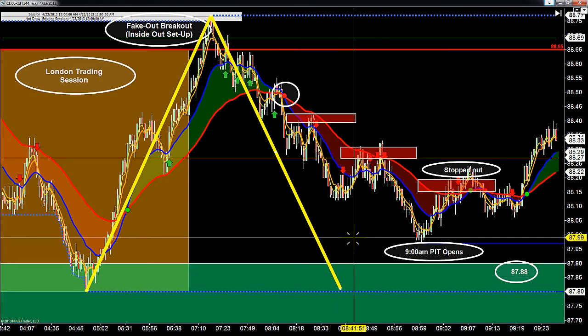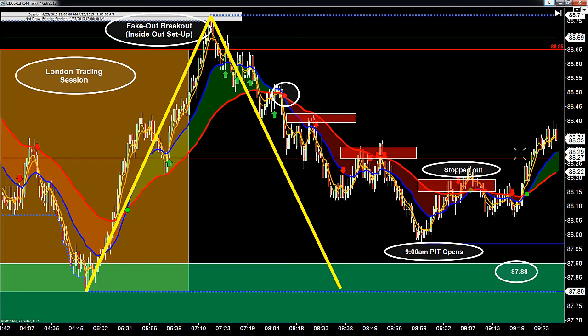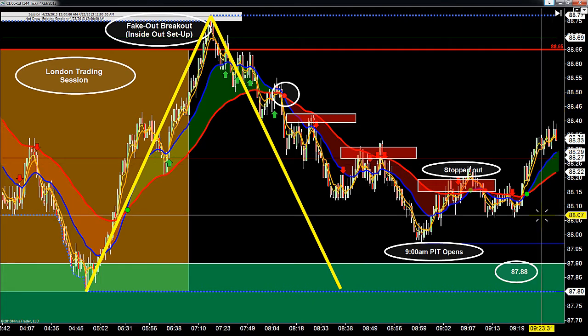And you can see here, we almost made it. Almost made it. But just like we always say, close enough only counts in horseshoes and hand grenades. So I wasn't able to realize as much profit as I would have liked on that short trade. We then began to move into 9:30.